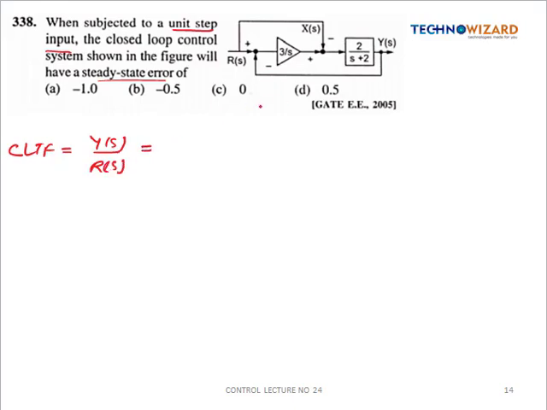We can solve this using Mason's gain formula. First of all, we have to find out the total number of forward paths present in this diagram. So this is one forward path, and its gain is 3 by s. In series we multiply the gains, so this forward path has gain 3 by s into 2 by (s plus 2), which is 6 by s into (s plus 2). This forward path is touching all the loops, because there is only one loop present, so this is one loop.